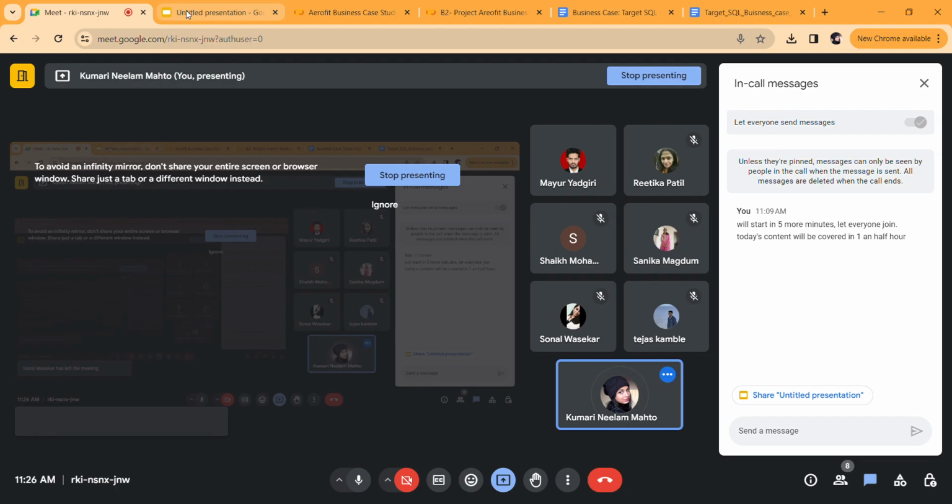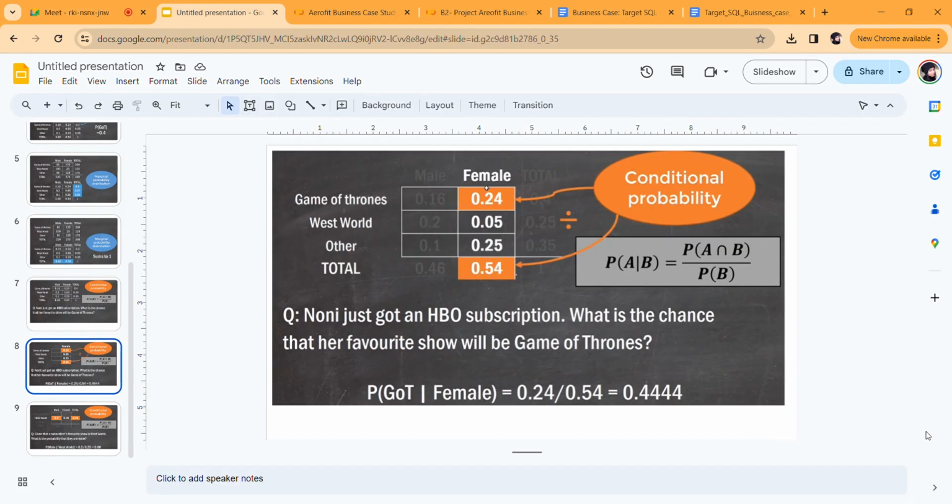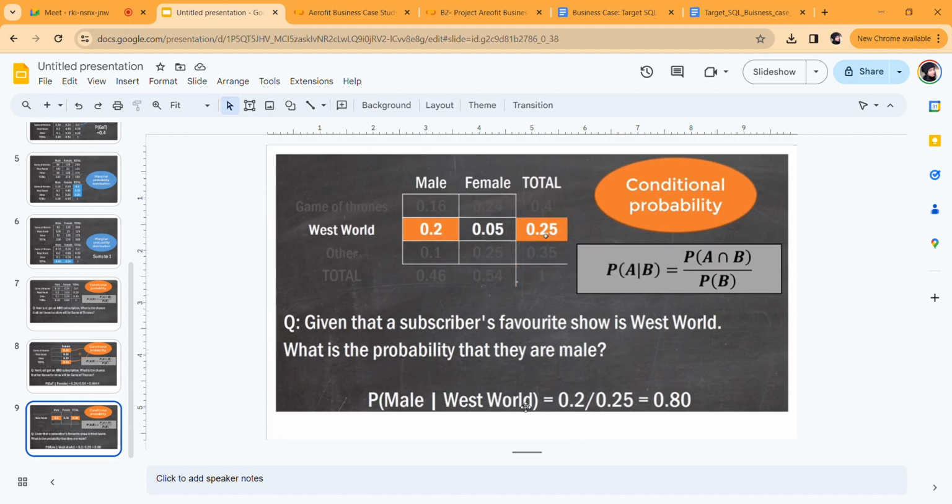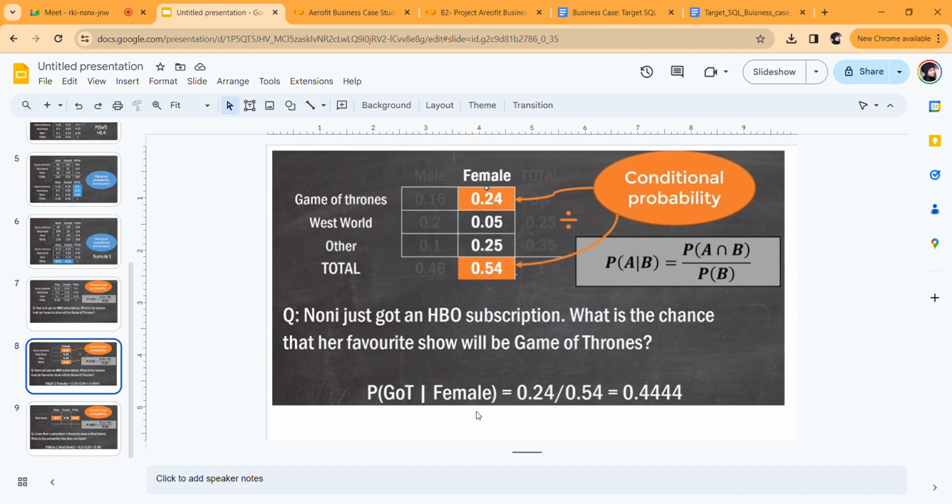Okay, so here you have to consider a few things. You can see P of GOT slash female. So this slash, or straight line, and female is there. Whatever is written later, here female is written later, and here Westworld is written later. You have to concentrate on this particular data. Whatever is written later is already given. If that is already given, in that case you have to take the probability of this female.